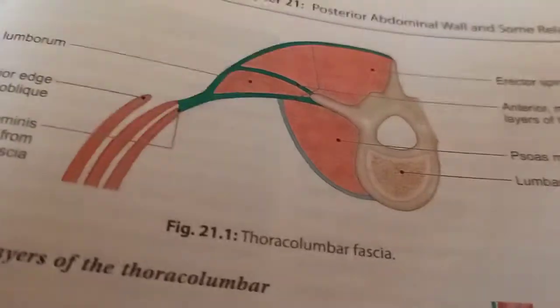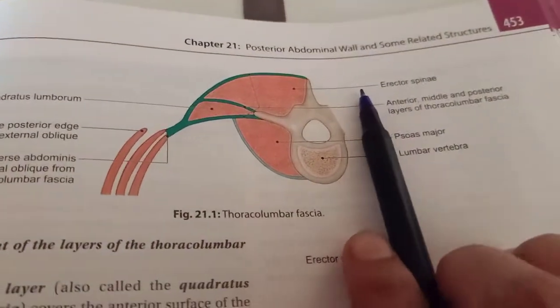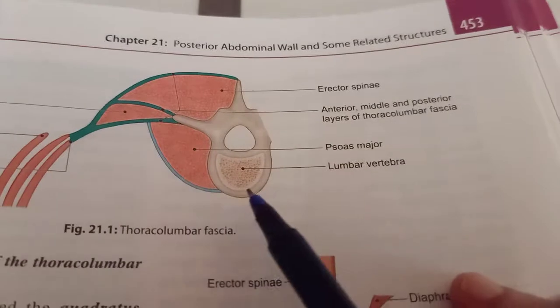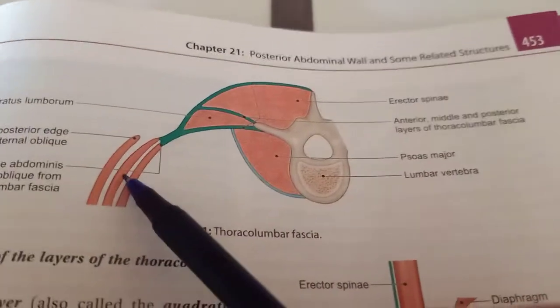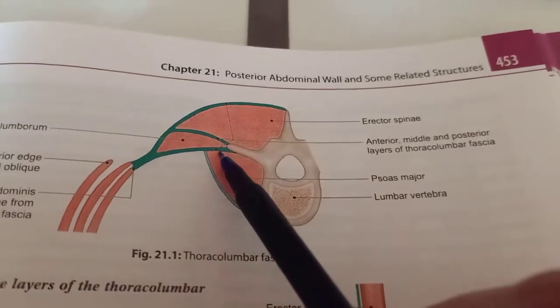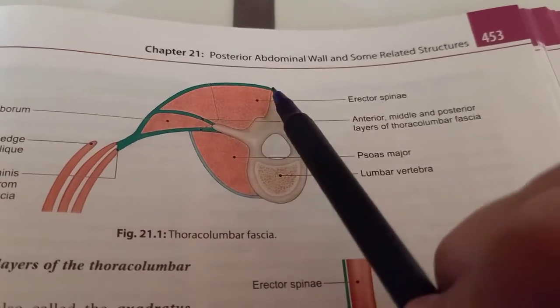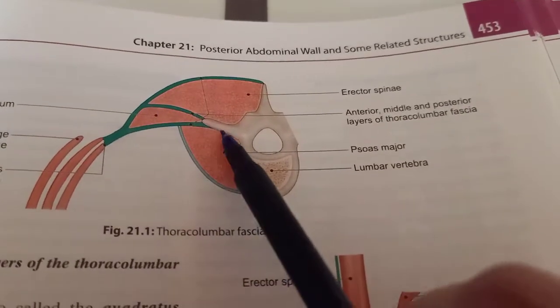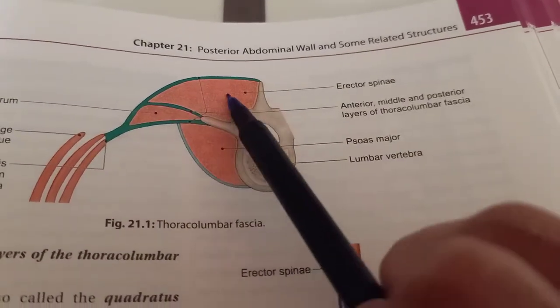By looking at the diagram you can easily explain the three layers. This is the horizontal extent of the thoracolumbar fascia. One more time I'll revise. This is your lumbar vertebrae, this is the transverse process, this is spinous process, this is internal oblique, transversus abdominis and external oblique. This dark green here is the anterior layer, this is the middle layer, this is the posterior layer, this is psoas major, this is quadratus lumborum muscle and erector spinae.